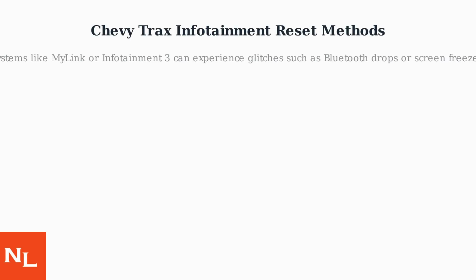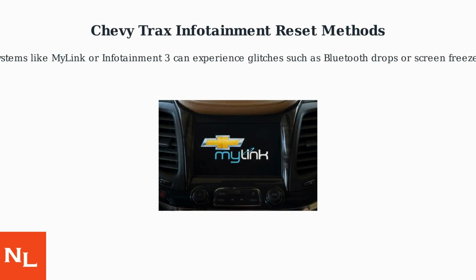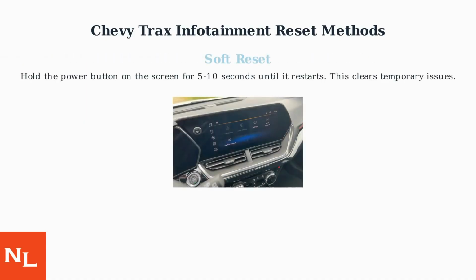Chevy Trax infotainment systems, including MyLink or Infotainment 3 platforms, can experience common glitches like Bluetooth connectivity drops or screen freezing. Soft reset: hold the power button on the screen for 5 to 10 seconds until the system restarts. This reboots to clear temporary glitches.